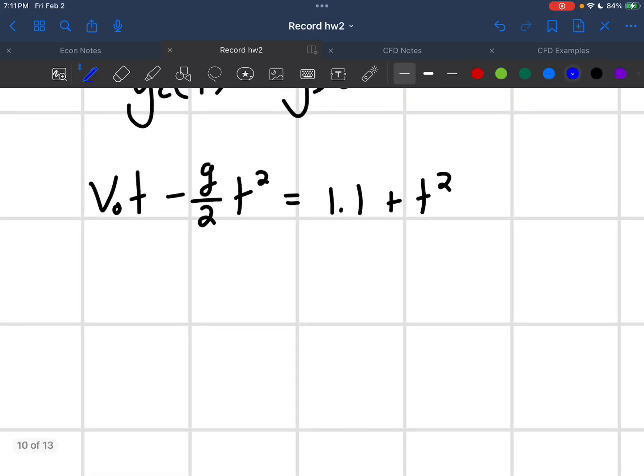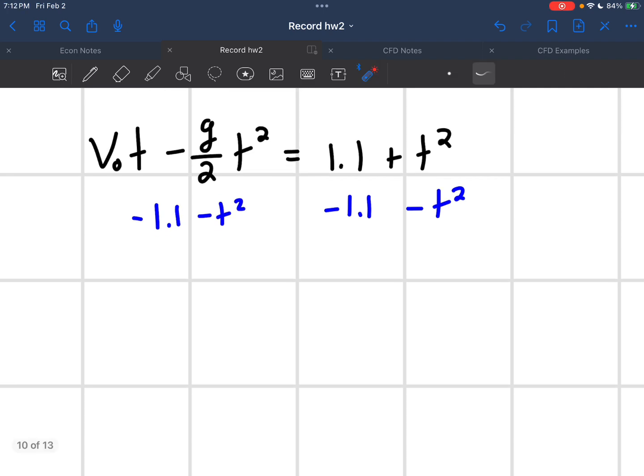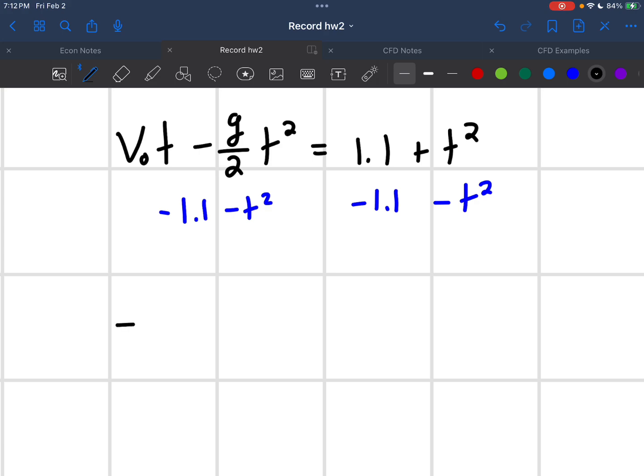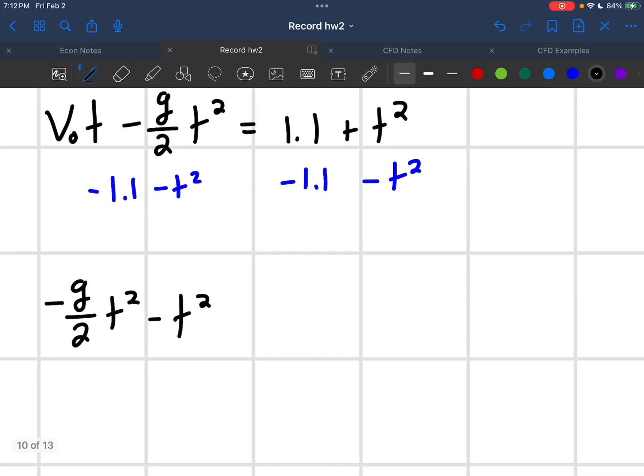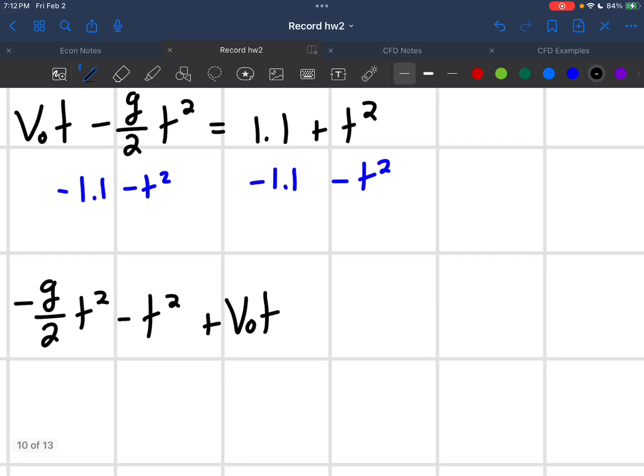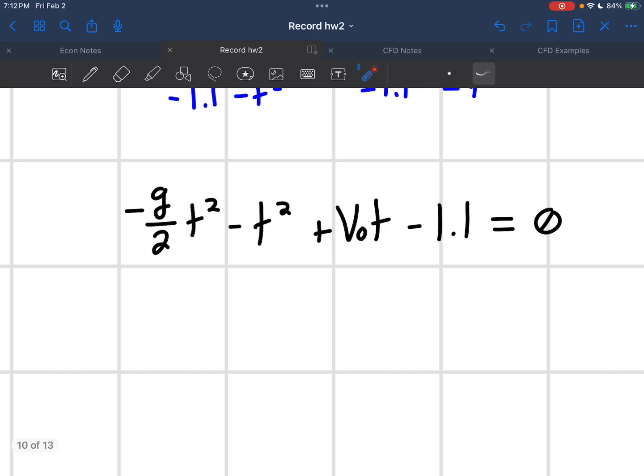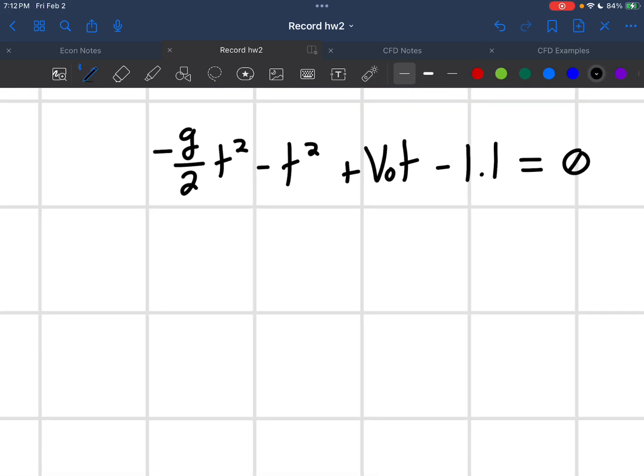So on this side of my equation, I'm going to subtract 1.1, and I'm also going to subtract t squared from both sides of my equation. I'm also just going to rearrange it so my t squared term is out front, because that's how I like to look at quadratics. So it'll be minus g over 2 t squared minus t squared plus v naught t stays where it is, and I subtract 1.1, and that's all going to equal 0.